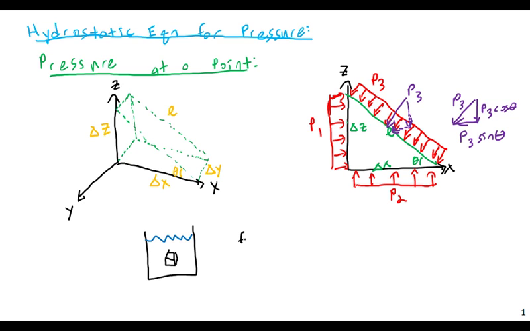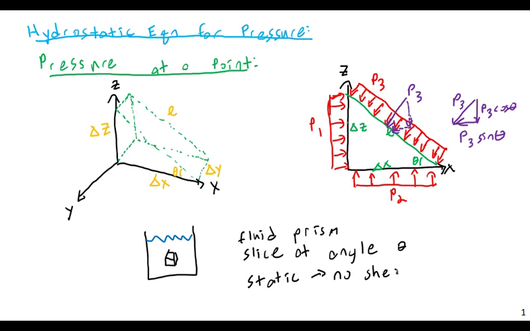So again, I have a fluid prism, slice at some angle theta, and it is static. It's going to be static, so there will be no shear on any plane. There will only be normal forces applied.